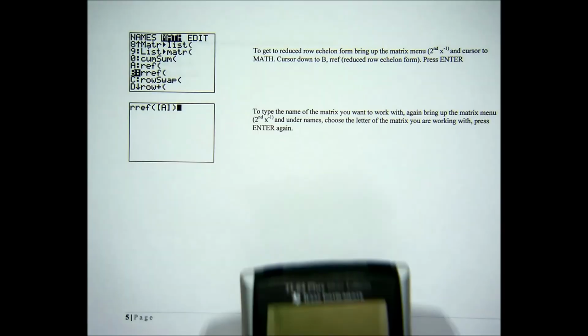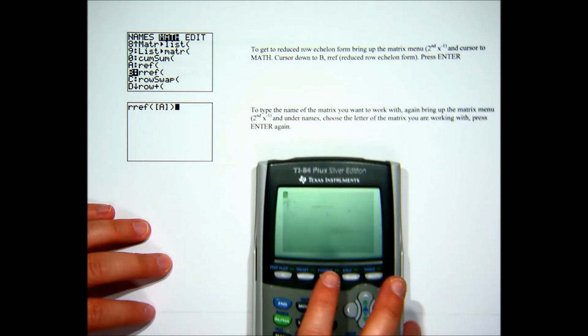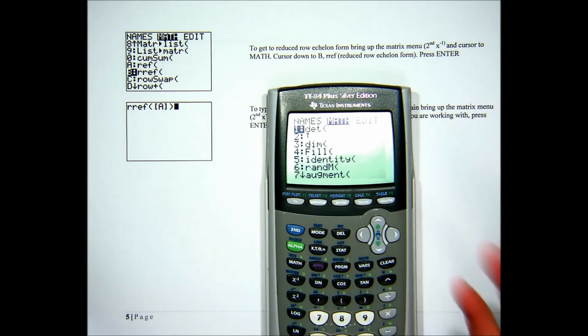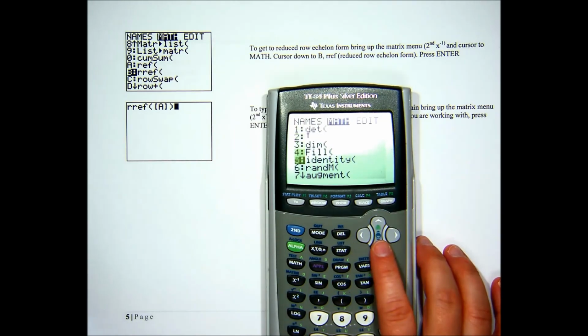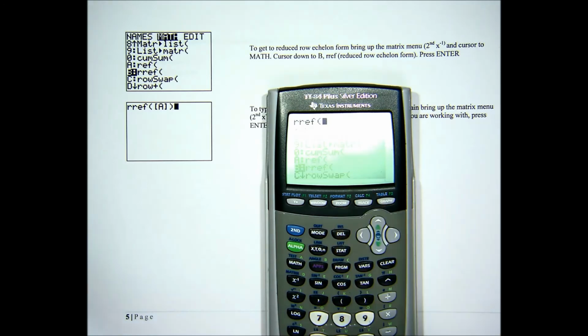Now let's talk about, well, what if I want to reduce row echelon, solve my matrix? All right. So let's go back into matrix. Second, x to the negative 1 gets me there. I want to go to math. That's where I do stuff to my matrix. I want to solve it. So let's go down until we see R, R, E, F. Be careful, they're right beside each other. So I want to pick this one, R, R, E, F, reduced row echelon form. I'm going to hit enter.